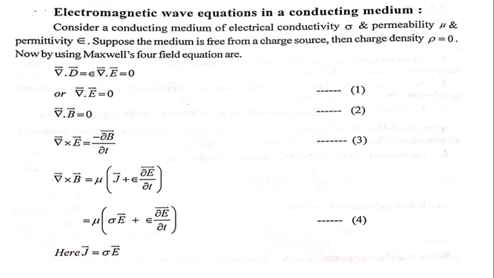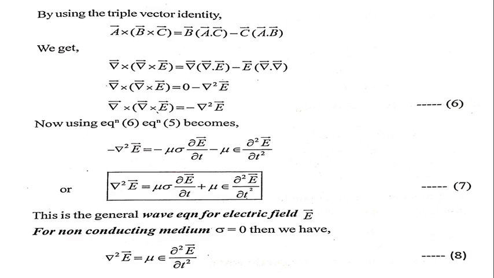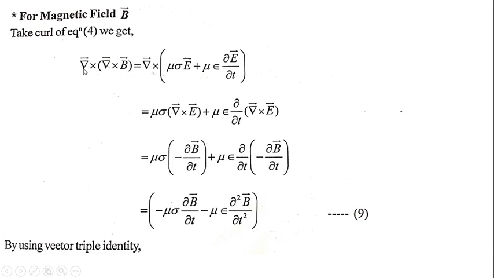And for the magnetic field B bar, we take the curl of equation number 4, that is del cross B equals mu into J bar plus epsilon delta E by delta T, or is equal to mu sigma E bar plus epsilon delta E by delta T. So taking the curl of this equation we get del cross del cross B bar equals del cross of mu sigma E bar plus mu epsilon delta E by delta T, so taking the curl we get mu sigma del cross E bar plus mu epsilon delta by delta T del cross E.